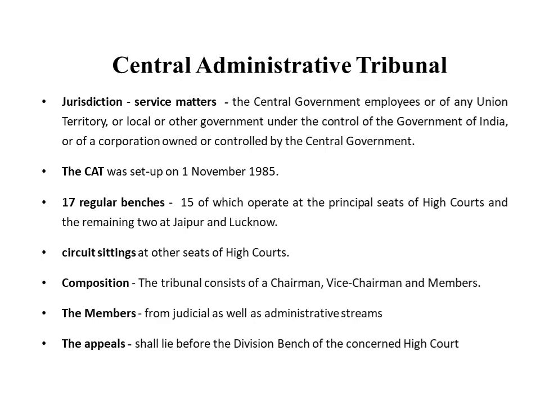Let's understand the characteristics and the composition of the Central Administrative Tribunal. It has 17 regular benches, 15 of which operate at the principal seats of the High Courts and the remaining 2 at Jaipur and Lucknow. These benches also hold circuit sittings at other seats of High Courts.